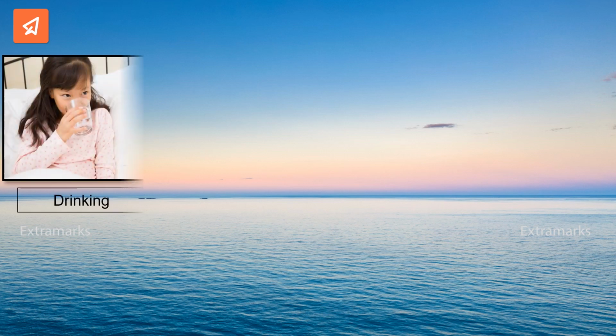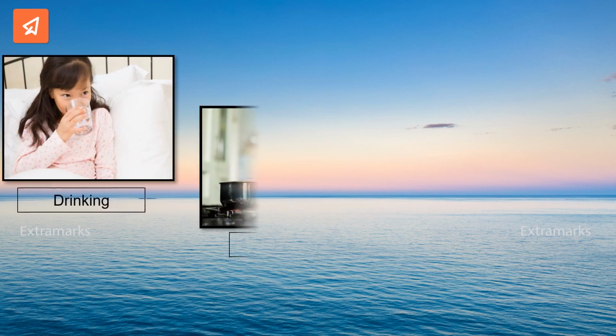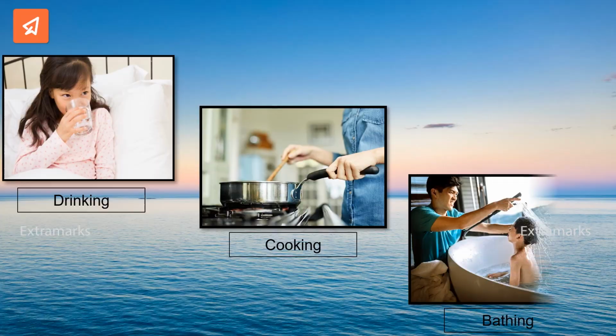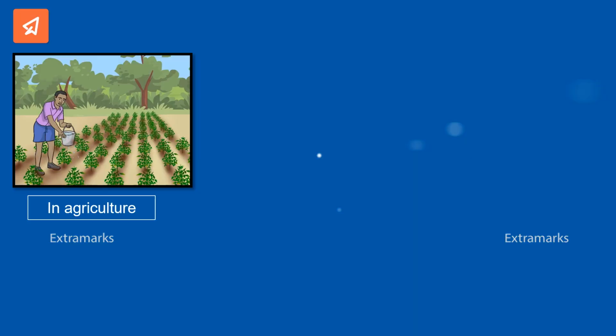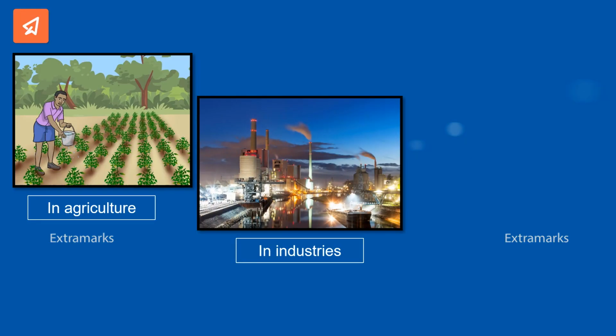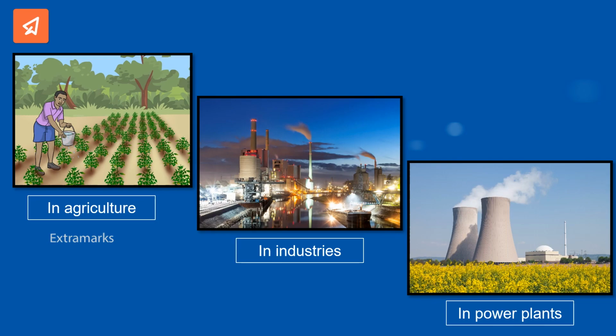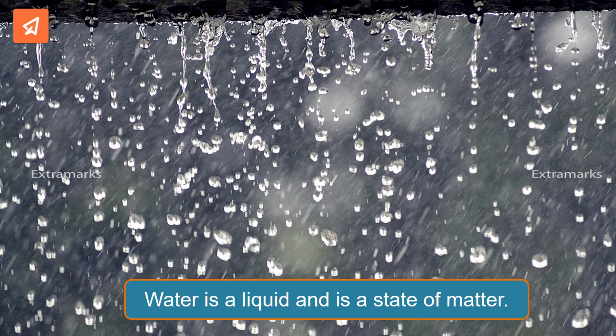Water is an essential commodity used for drinking, cooking, and bathing. It is also used for agriculture, industries, and for the generation of electricity. Water is a liquid, and liquid is also a state of matter. We have already learnt about the solid state of matter. Here, we will discuss the liquid state of matter.